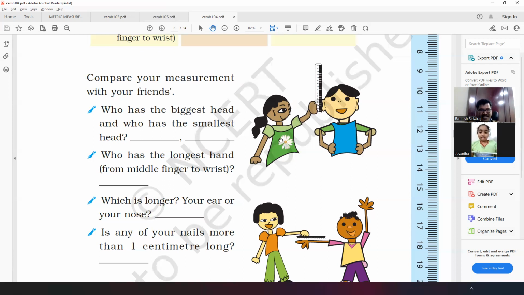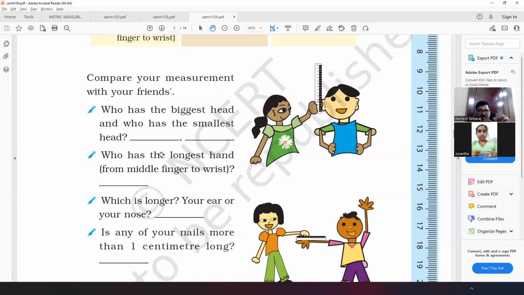Okay. So here, who has the biggest head and who has the smallest head? Now you have measured, right? My head size and this lady's head size. So the smallest is her head size, the biggest is my head size. This is how they will measure it. You understand the concept? My head size is smaller. Oh, okay. That's okay.